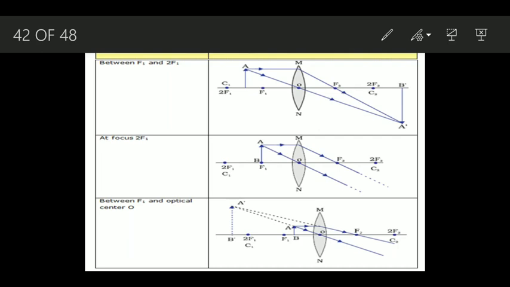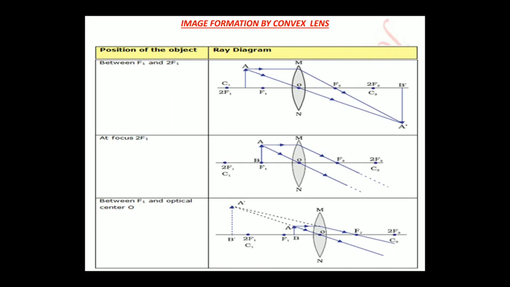Now the next and the very important case, between f and optical center. This is the only case when a convex lens makes a virtual image. Now what happens? One ray passes parallel to the principal axis, passes through the focus and goes to the other side of the lens. The other ray passes through the optical center and goes undeviated.